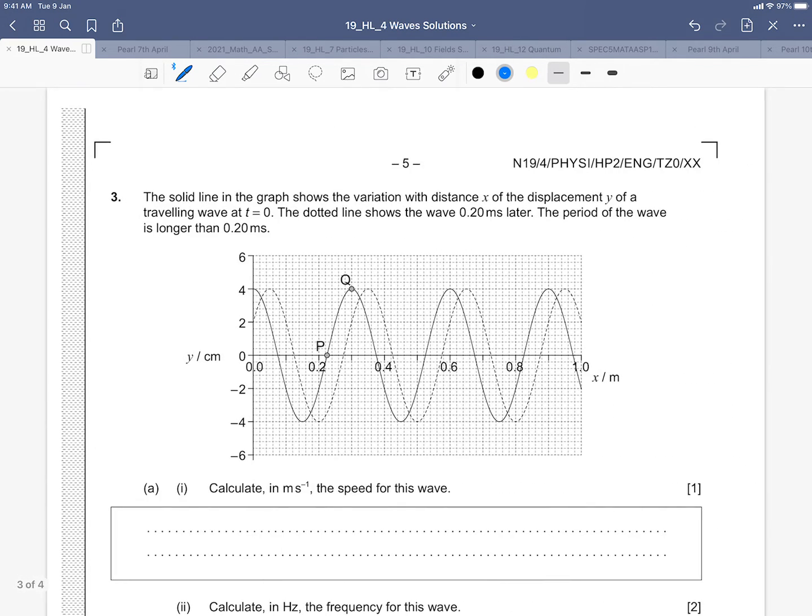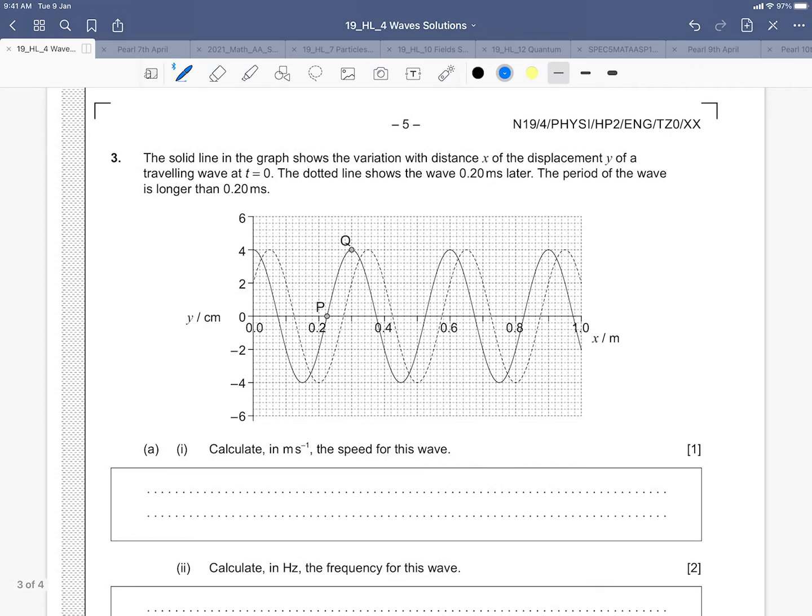Okay, then we have the November 19 topic 4 question. Here we have a traveling wave, and we're looking at the solid line first. Then 0.2 milliseconds later it moves a little bit, and we have to calculate the speed of this wave. Basically we just have to look at how far it has traveled in those 0.2 milliseconds.